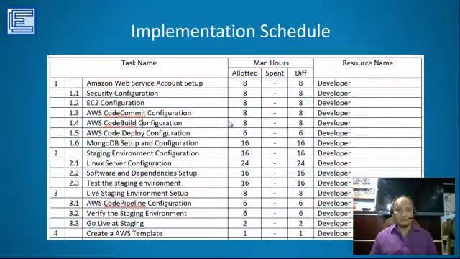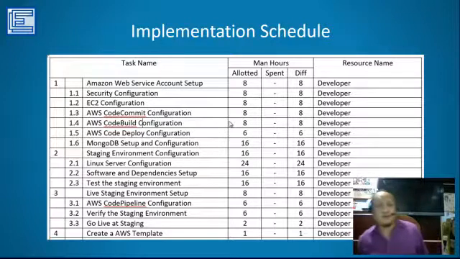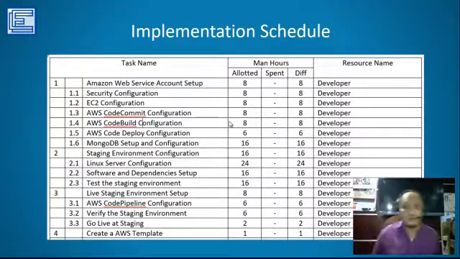So we will have this implementation plan. It has three sections: the task, how many man hours, and the resource name. We will use man hours because it is more accurate, because usually on a daily basis you work hourly, a maximum of 8 hours, right? So let's get into it one by one.